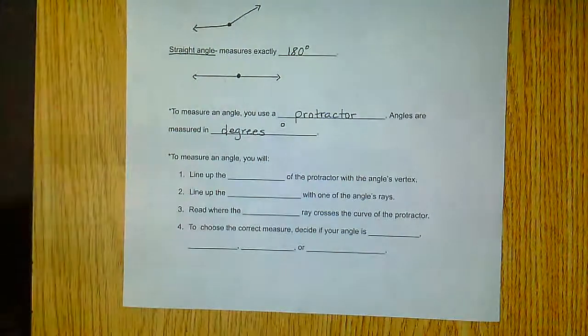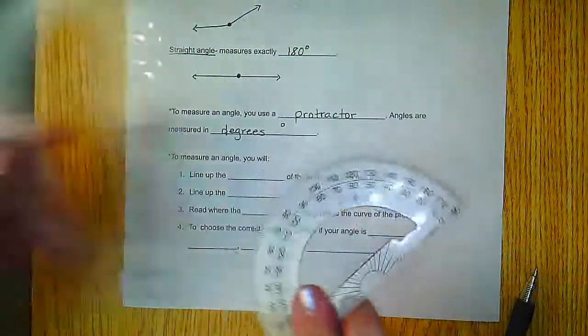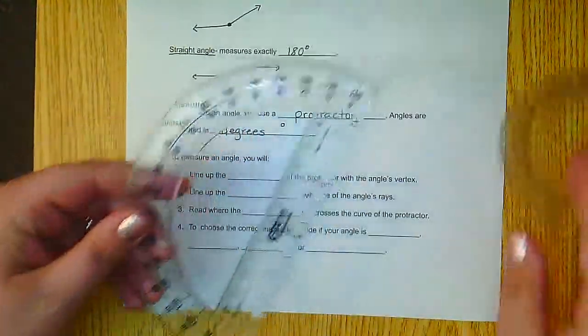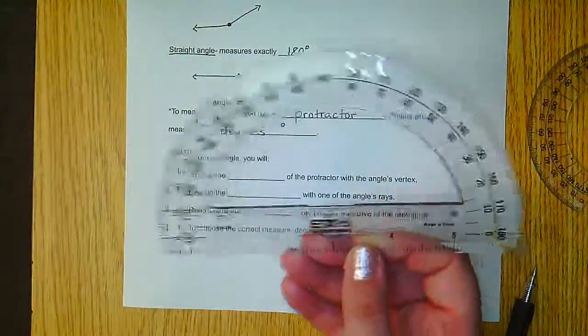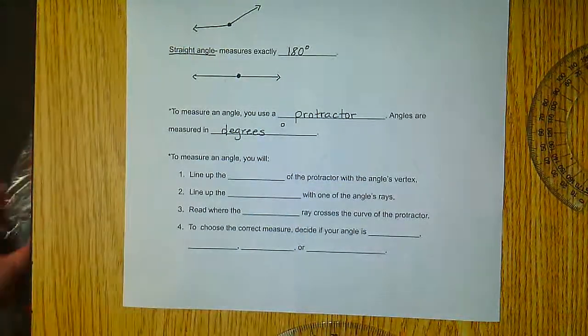So I have a few different options of protractors here. I have one that's really pretty small, and then I have a larger one. I'm going to use the larger one because I think it's a little bit easier to see.